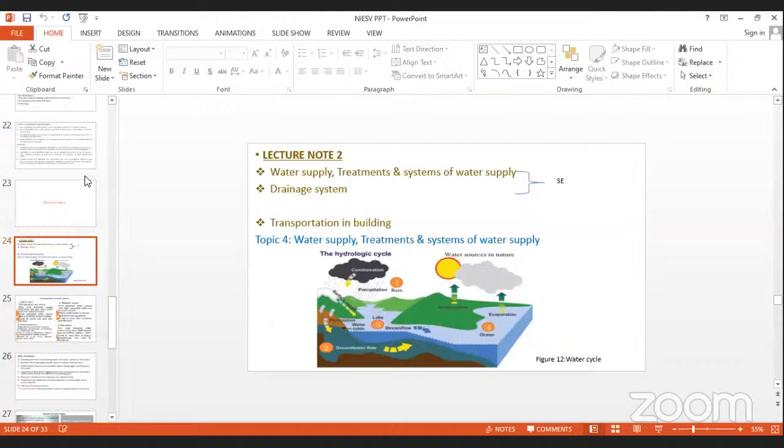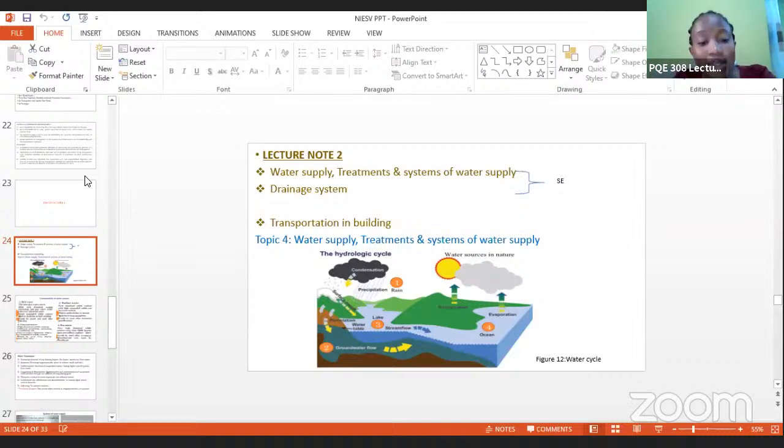Okay. So if there's no other question, I'll start my lecture note 2. This lecture note 2 is all about water supply, treatment, and systems of water supply. Then I have drainage system. So I can group the water supply, treatment, and systems of water supply and the drainage system to be under sanitary engineering. Later, after talking about those 2, then we'll talk about transportation in building.